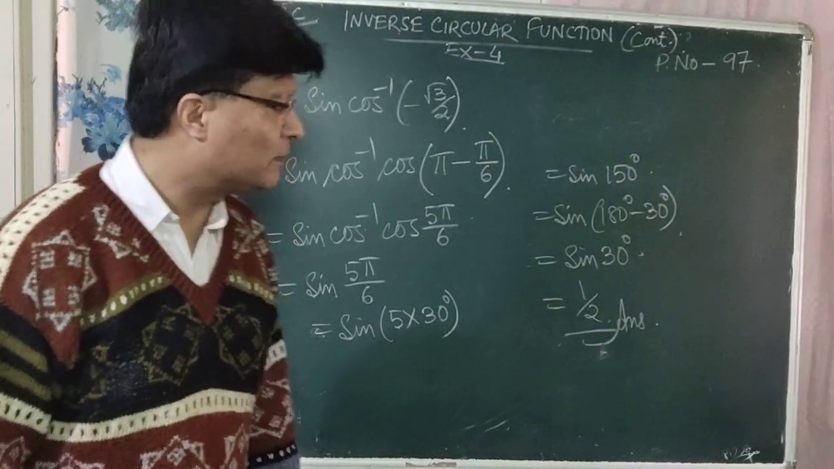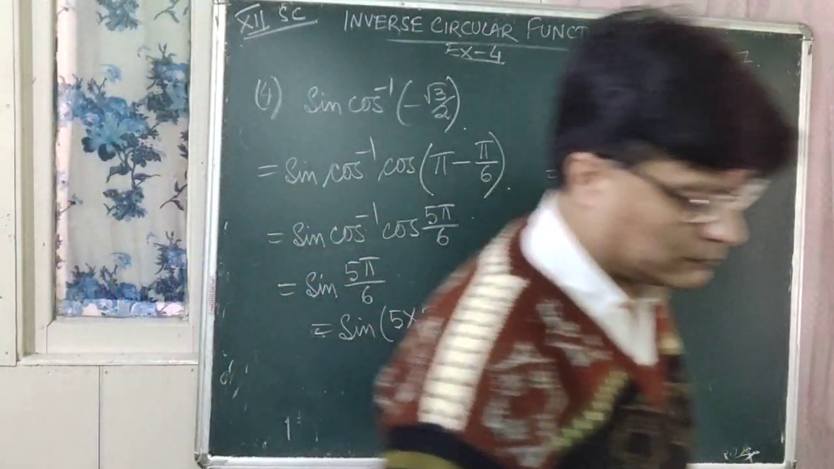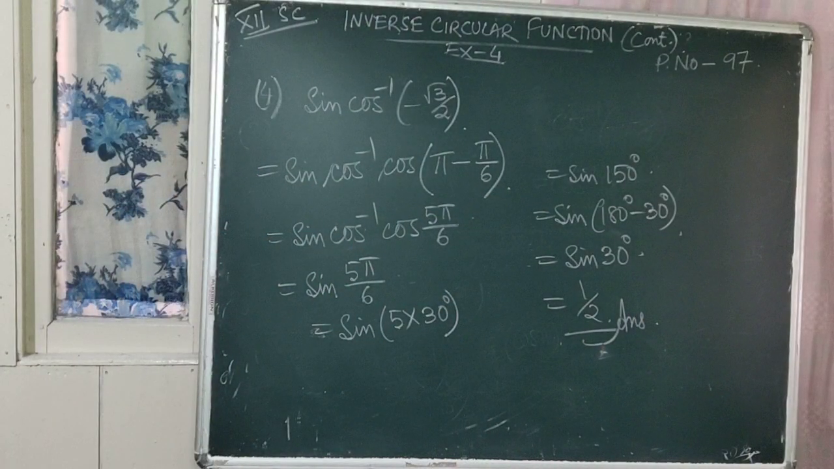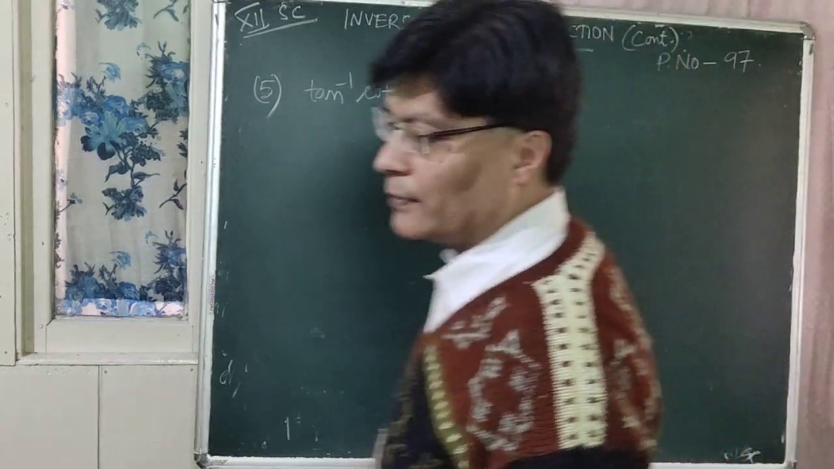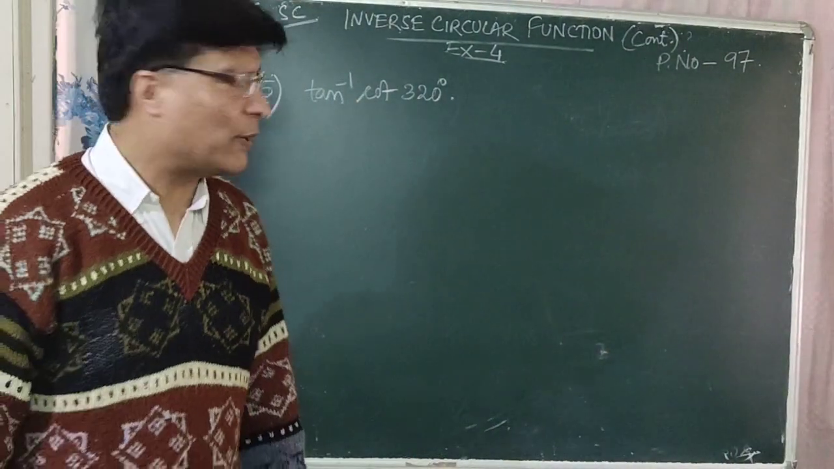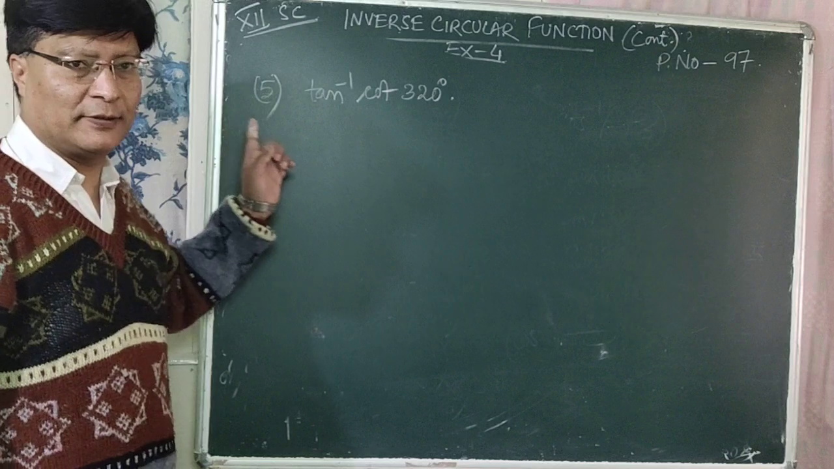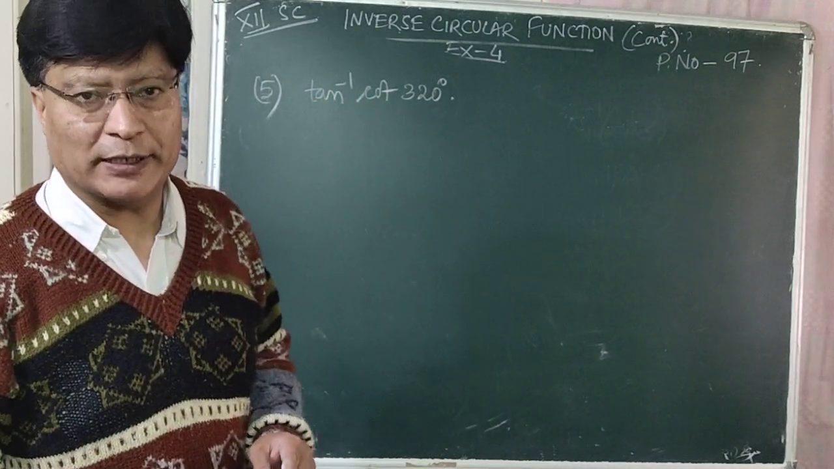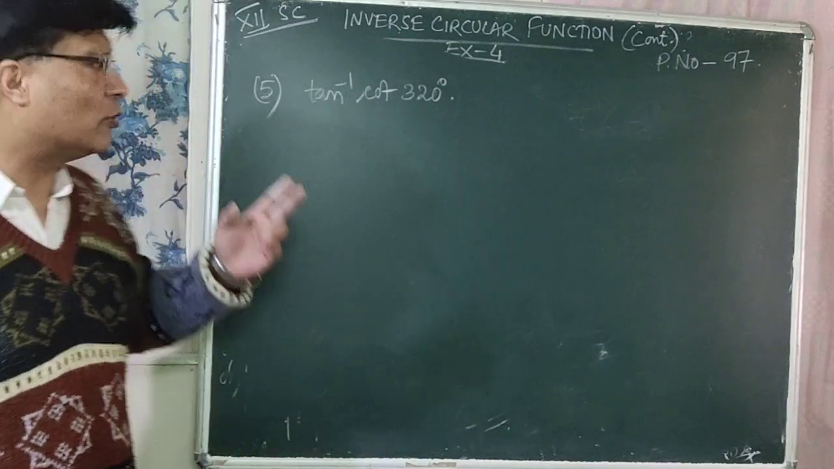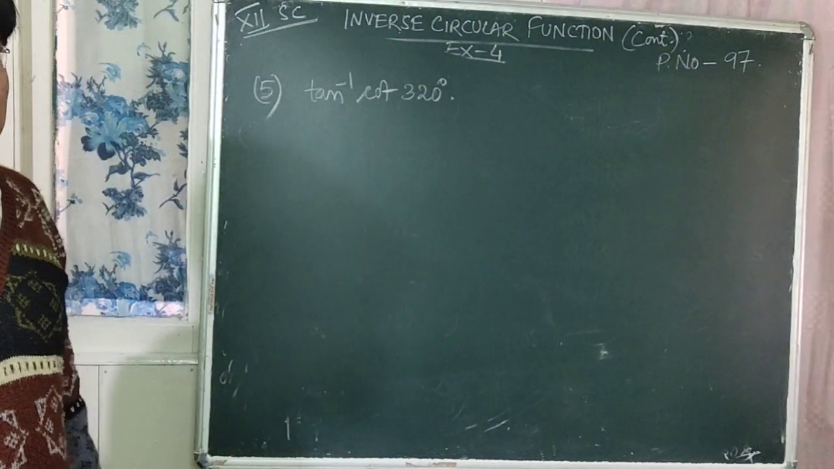You can copy it. Okay, now we do question number 5. Tan inverse cot 320 degree. You have to find out the principal value of this inverse circular function.